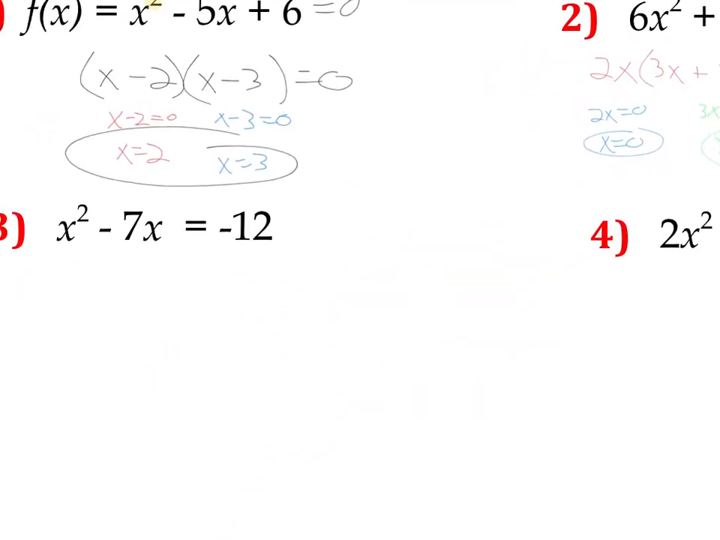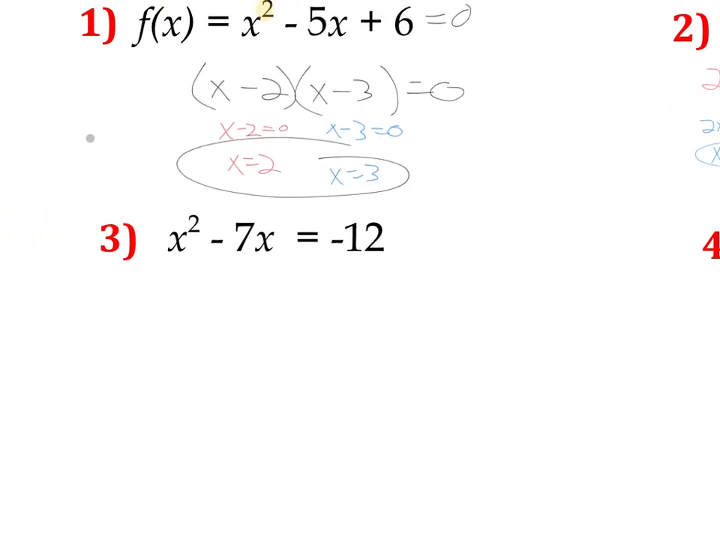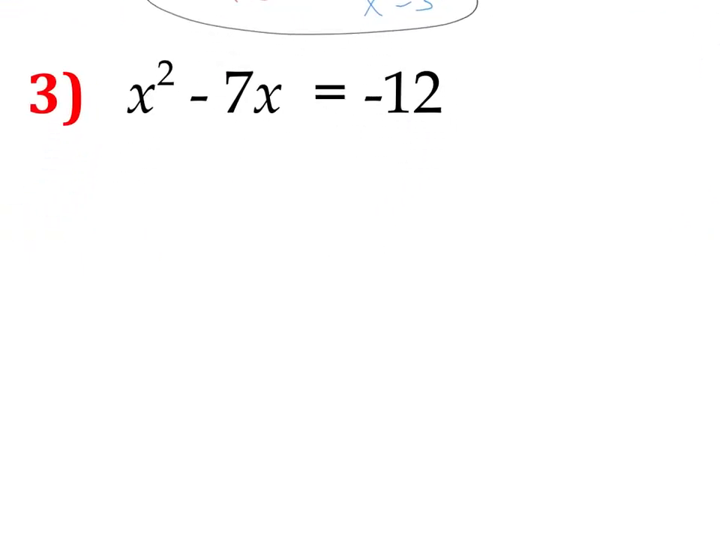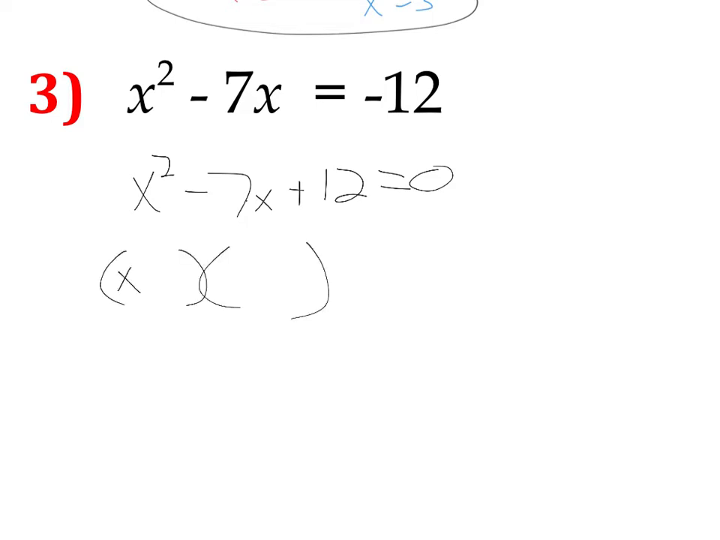All right, number 3. x squared minus 7x equals negative 12. We kind of foreshadowed this one. It's not set equal to 0, and that should bother us. So we're going to go ahead and make it equal to 0 simply by moving the 12 to the other side. Now that it's equal to 0, I'll factor it out.